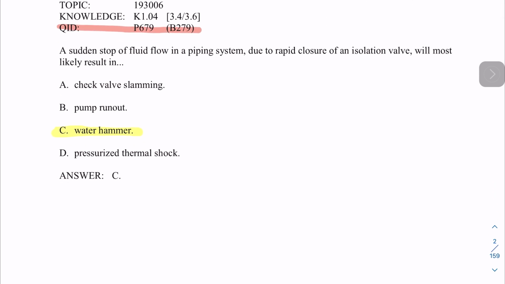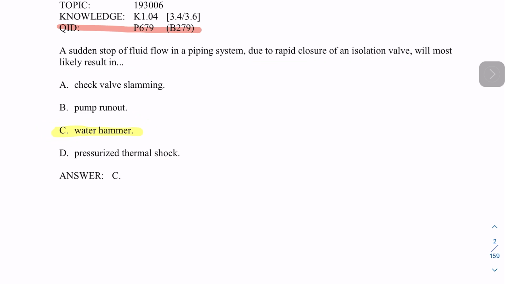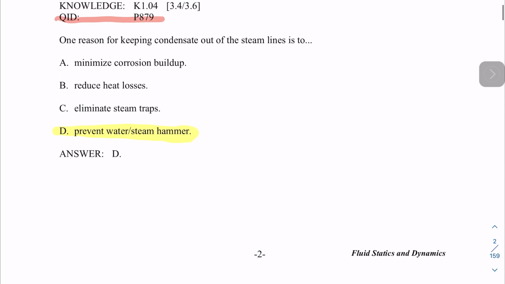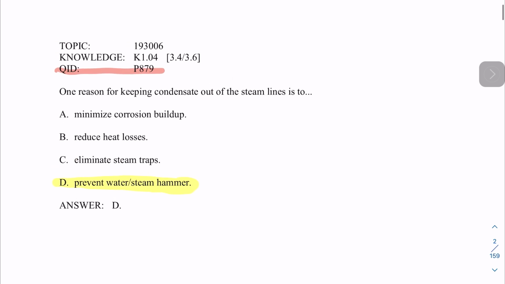Now, this other question: a sudden stop of fluid flow in a piping system. We know that a sudden stop of flow in a piping system is going to give us water hammer, but this one says due to a rapid closure of an isolation valve will most likely result in. So we already looked at that. We know that's going to be a water hammer. Now the next question: one reason for keeping condensate out of the steam line is to, remember that we talked about the condensate, what we need to remove the condensate, and this one is to prevent water or steam hammer.